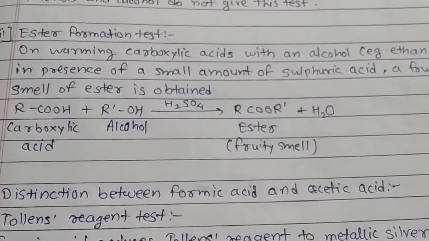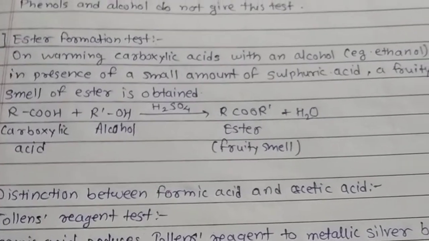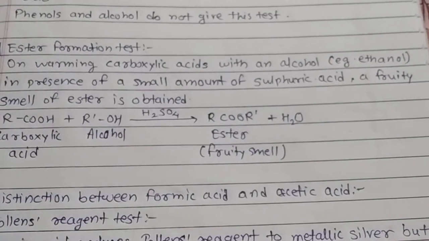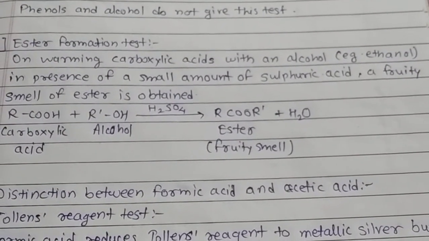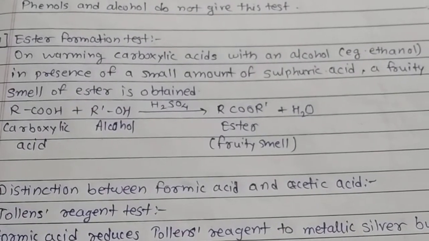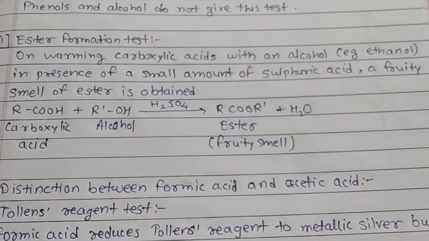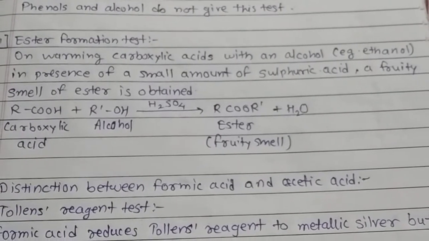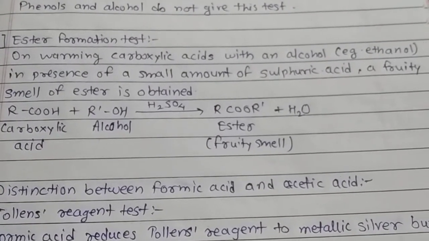Next is the ester formation test. When a carboxylic acid is warmed with an alcohol, for example ethanol, in the presence of a small amount of sulfuric acid, where sulfuric acid is acting as a catalyst, a fruity smell of ester is obtained.